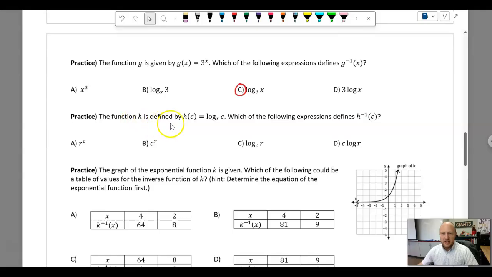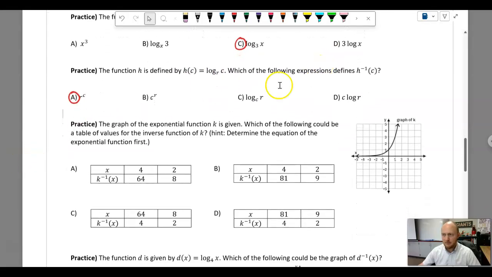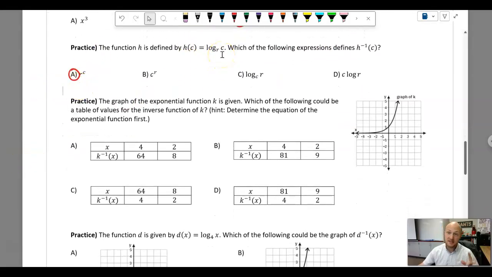Next one, the function h is defined by h of c equals log base r of c. Which of the following expressions defines h inverse of c? Again, hopefully you didn't take too long on this one. The inverse of a logarithm is an exponential function. So we have base r. Answer is A. I don't like how they use the same input value here, c. I would like to see x there. But anyway, it's r to the power c. The base stays the same, moral of the story.